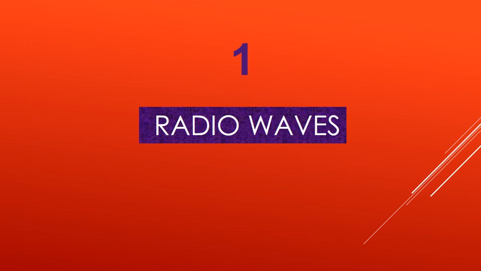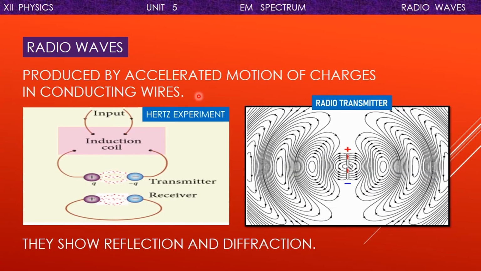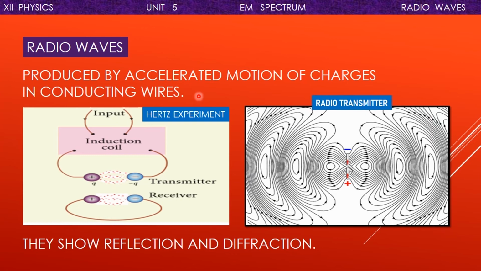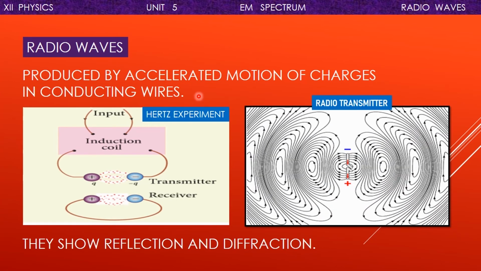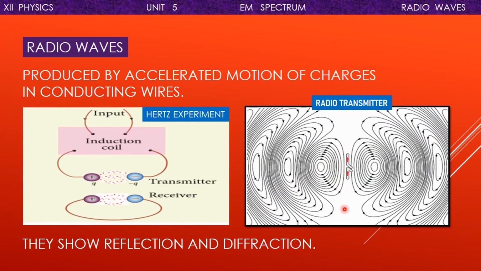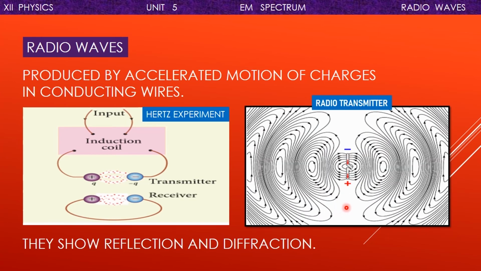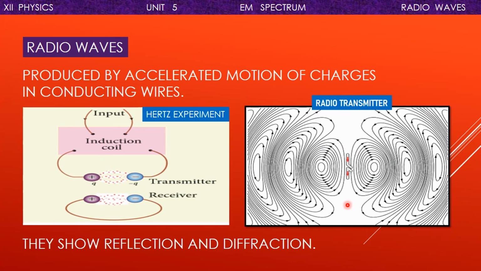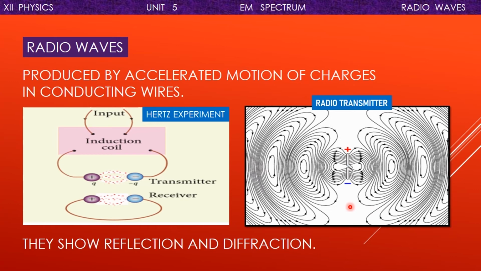Let us start from radio waves. Radio waves are produced by accelerated motion of charges in conducting wires. Already in Hertz experiment, we saw how radio waves are produced and propagated because of accelerated motion of charges. This picture shows the production and propagation of radio waves from a transmitter. The charges are accelerated, and because of this, radio waves are produced and they travel in space.